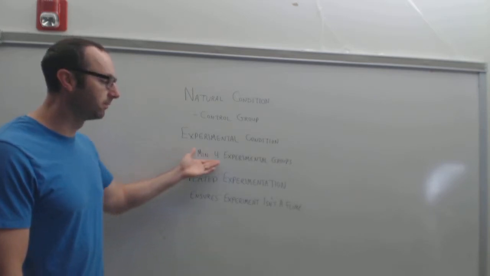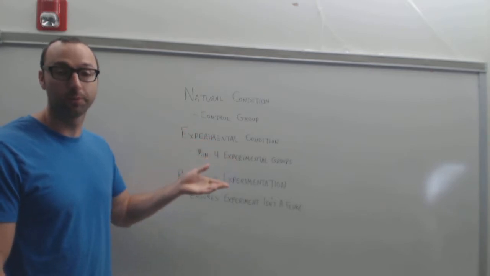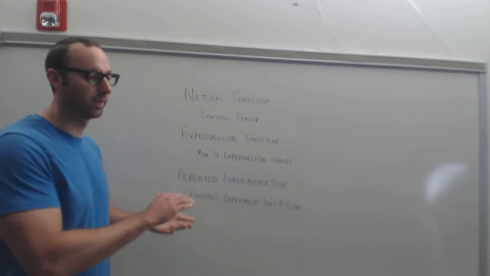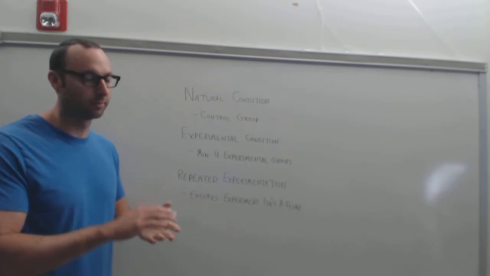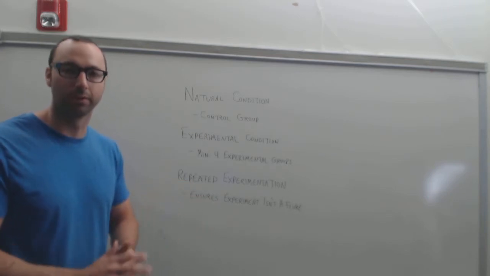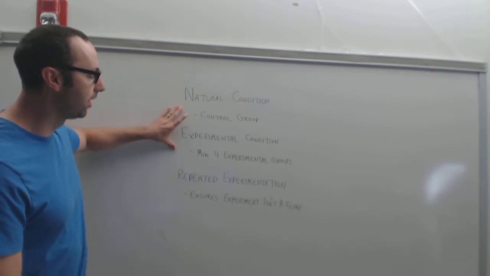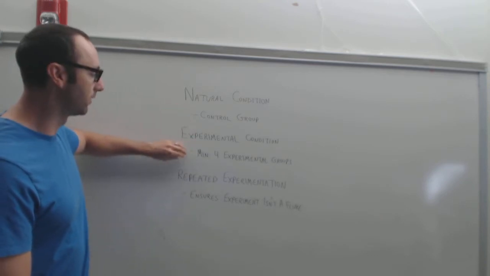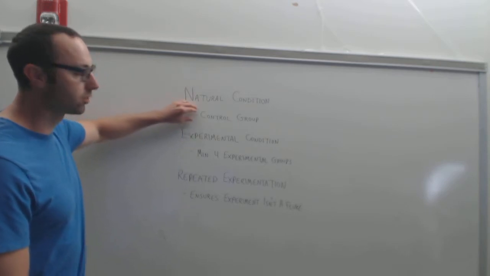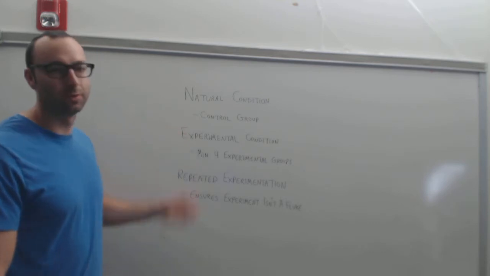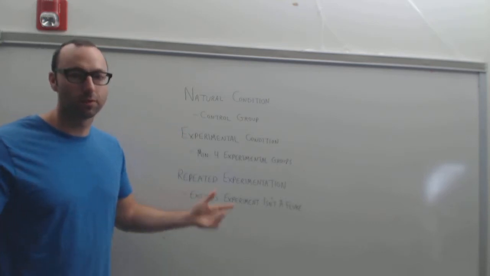So you would have a minimum of 4 different groups, each one getting its own setting of Red Bull. So some get 1 milliliter of Red Bull, some get 10 milliliters of Red Bull, some get 20 milliliters of Red Bull, and so forth. What you're going to then do is compare the experimental groups under the experimental condition to the control group under the natural condition. Now, it's not enough to do this one time, because it could have just been a fluke.